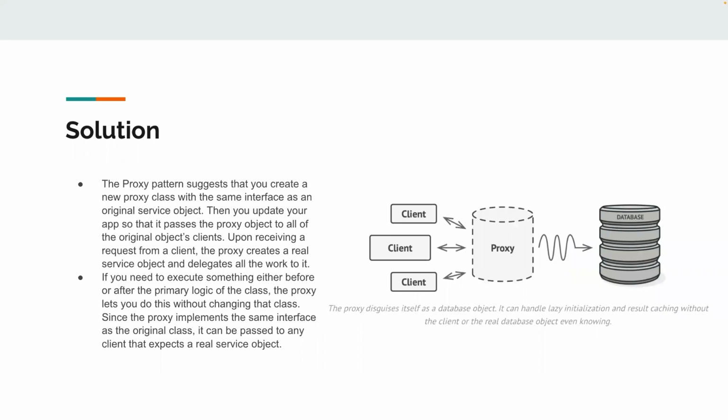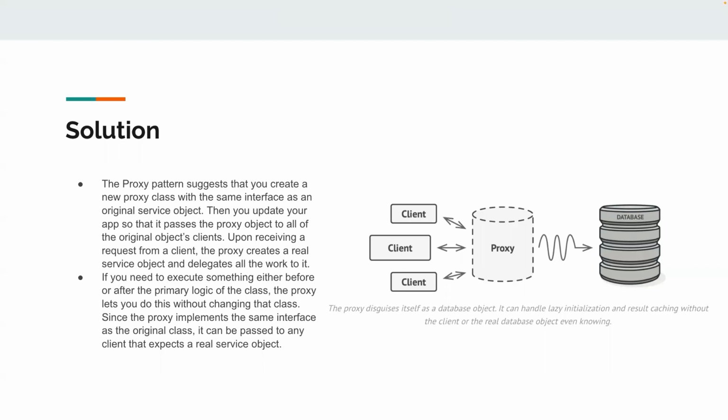So the solution to this would be, according to the proxy pattern, one should develop a new proxy that has the same interface as the primary service object. We can then update our app to pass the proxy object to all of the clients of the original object. So the proxy pretty much builds an actual service object and transfers all the responsibility to it after receiving a request from the client. But doing this, how does it benefit anybody? What are the benefits? If we need to execute something either before or after the primary logic of the class, the proxy lets us do this without actually changing the class.